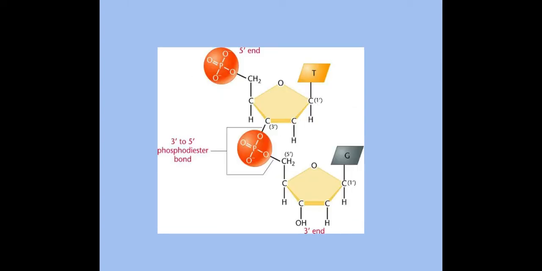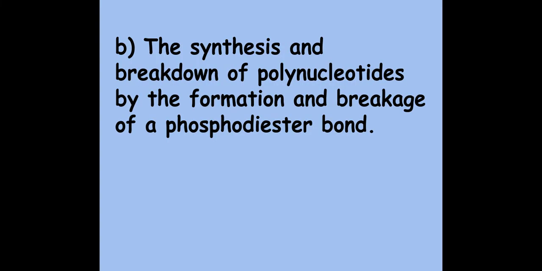So here I have another diagram just to show you the 3 to 5 phosphodiester bond formed in a condensation reaction between two nucleotides. And if I have many nucleotides joined together, this forms the sugar phosphate backbone of either DNA or RNA, depending upon what nucleotide it is. And there we have it. If I was to break down those polynucleotides, it would be a hydrolysis reaction whereby I add water back in.